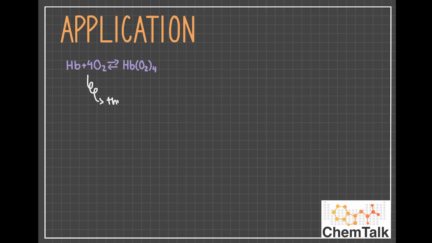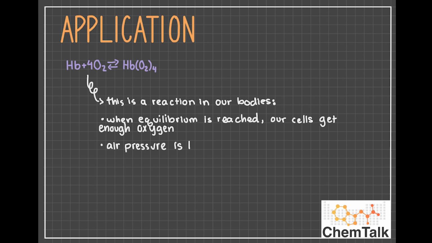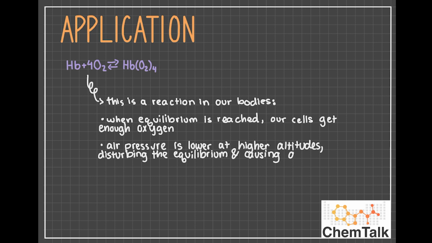Now, let's discuss how chemical equilibrium applies to our lives. In our bodies, hemoglobin and oxygen react to form oxyhemoglobin. When equilibrium is reached in this reaction, enough oxygen is transported to our cells, allowing us to stay healthy. However, when we are at higher altitudes, the air pressure is lower, causing the equilibrium to be disturbed. This is how altitude sickness occurs.